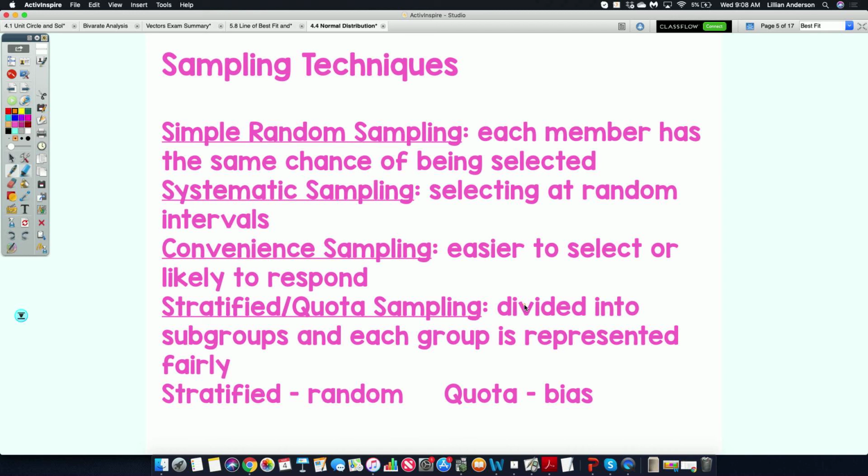So stratified and quota sampling, they have the same definition. The difference between the two is stratified is random, quota is biased. Either of the two is when you divide your population into subgroups, and each group is represented fairly. Stratified is when you do it randomly.